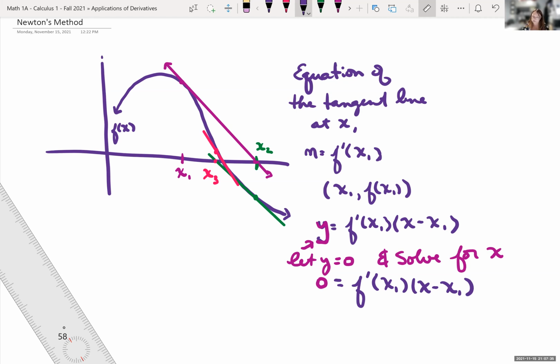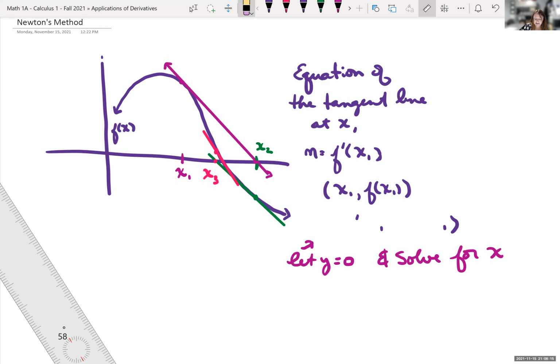Did I make a mistake? I think I just made a mistake. Let's go back here. Let's go back and look at that equation of the line. I am off on that equation of the line because I was putting it in slope-intercept form where I should have been putting it in point-slope form. Sorry about that. So my equation of the tangent line is a little off.